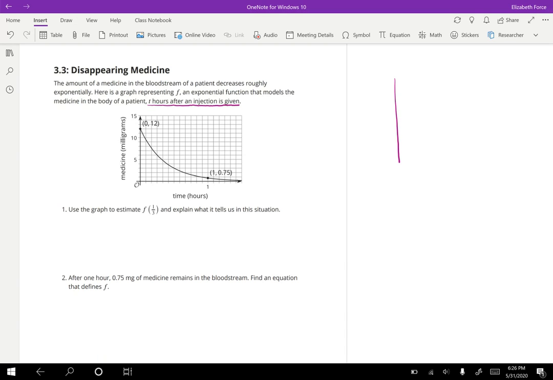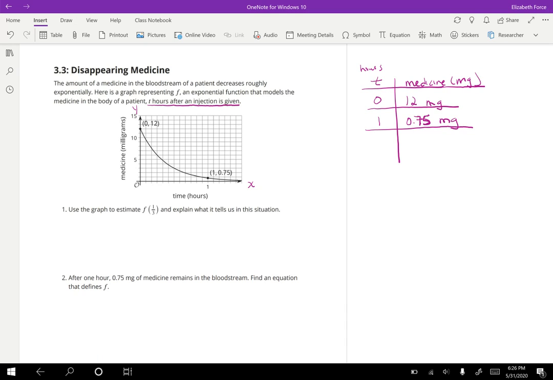So I always like to make a table of values. Your x-axis over here is time, so t, and this is hours after taking it. And your y-axis over here is the amount of your medicine in the bloodstream, and they measured it by milligrams. So at 0, the initial time of taking it, you've got 12 milligrams. And time is measured in hours, so 1 hour later, you've got 0.75 milligrams.